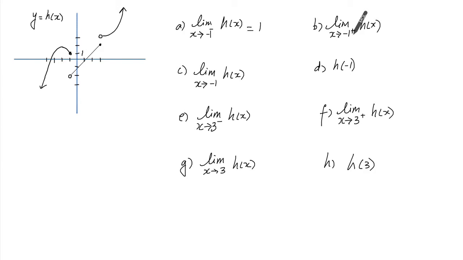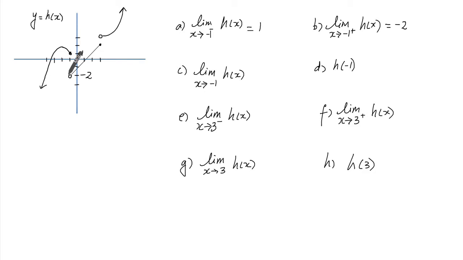Let's take a look at the right-sided limit as x approaches -1 here. As we get closer and closer to -1, h of x now takes values on this line here. So as x gets closer and closer to -1, h of x gets closer and closer to -2. So the right-handed limit is equal to -2, which is different from the left-handed limit of +1.